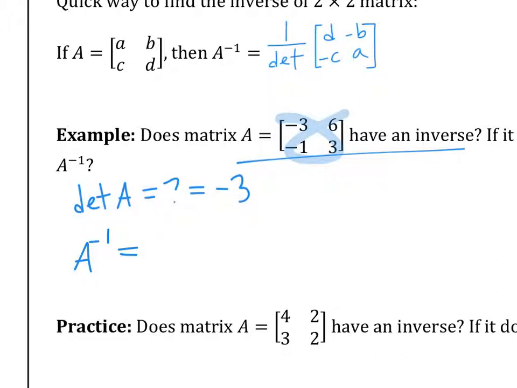Let's follow the formula. The formula is 1 over determinant, so 1 over negative 3. And then we're going to multiply by the matrix. The matrix says we are going to switch A and D. So we switch A and D, and then make B and C negative.